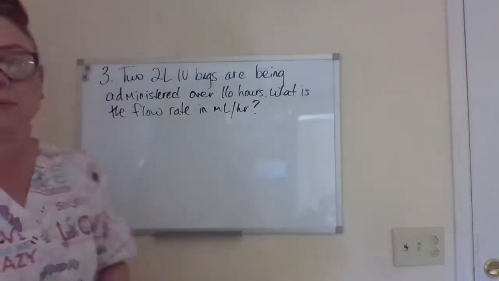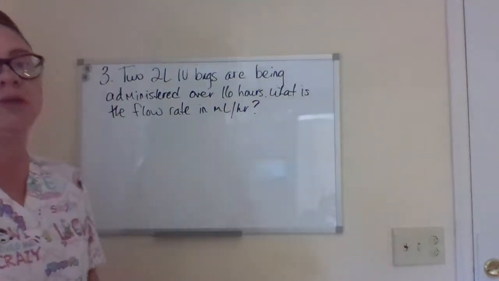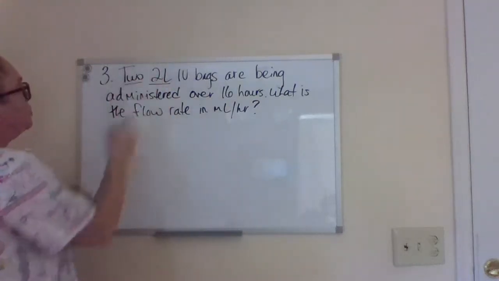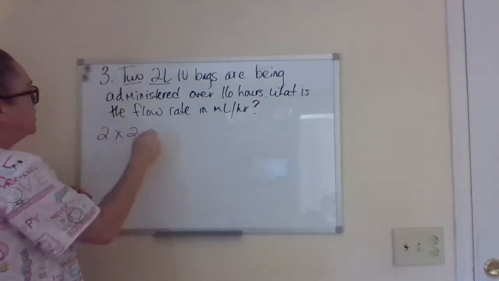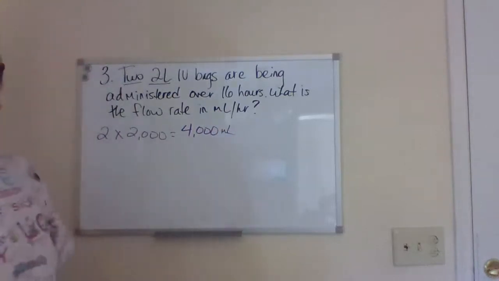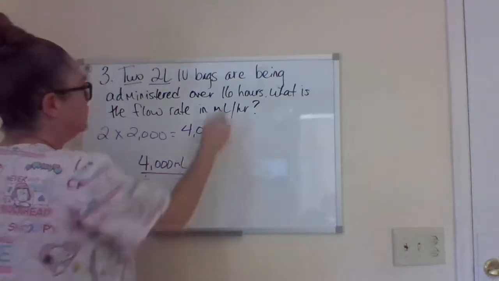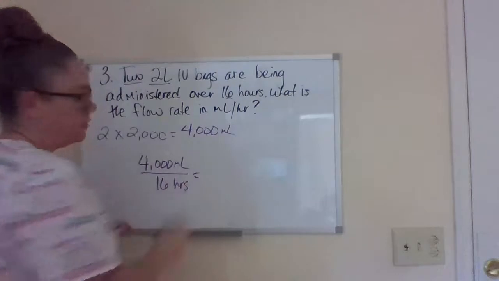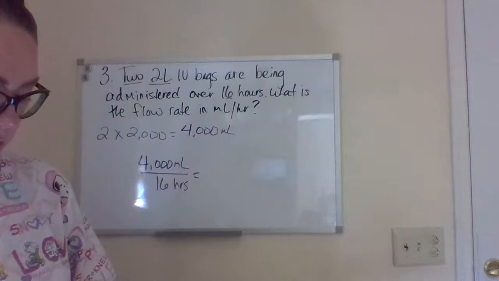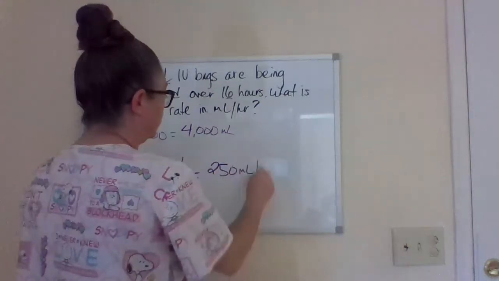All right, so the next problem says two 2-liter bags are being administered over 16 hours. What is the flow rate in milliliters per hour? Again, paying attention here, so two 2-liter bags, so 2 times 2,000. That's a total of 4,000 milliliters. So now you're going to plug in the 4,000 milliliters divided by your 16 hours. And your bag is running at 250 milliliters per hour.